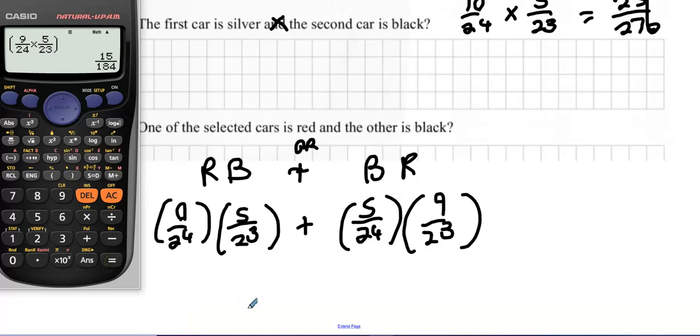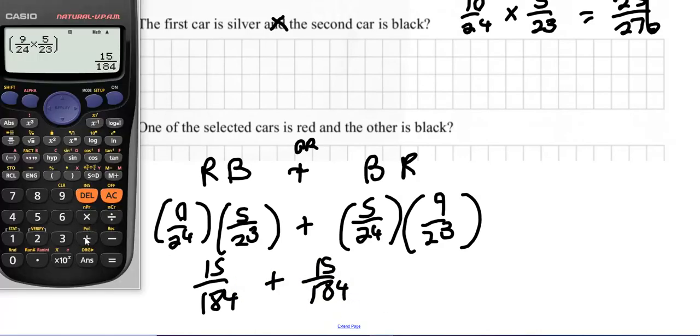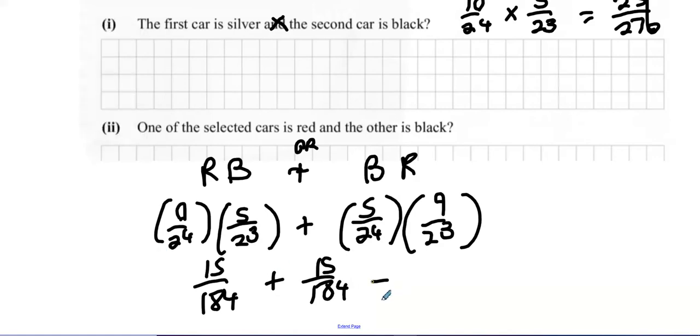So what you find is both of them are 15 out of 184. And then add 15 over 184 to itself, plus 15 over 184. And you get 15 out of 92.